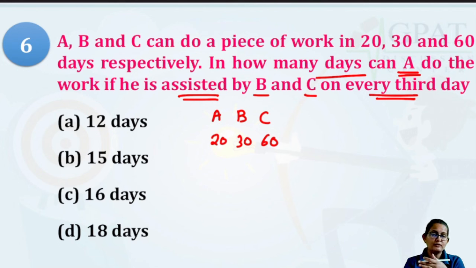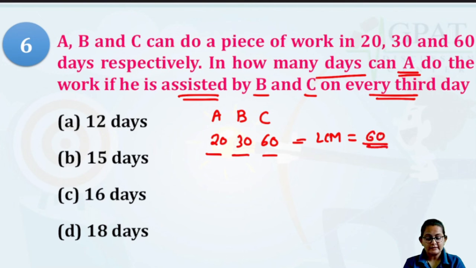In the first question we have solved in one way. In this question we will be solving in another way. You have the days given for all of A, B, and C. You can find out directly the LCM. What would be the LCM of 20, 30, 60? It would be 60 itself. Okay, 60 is the LCM.